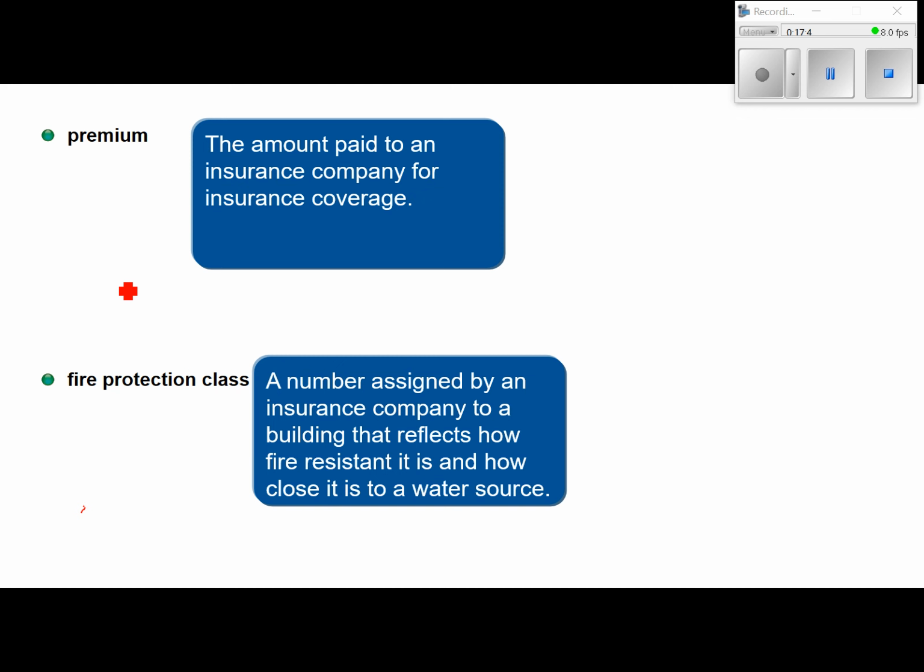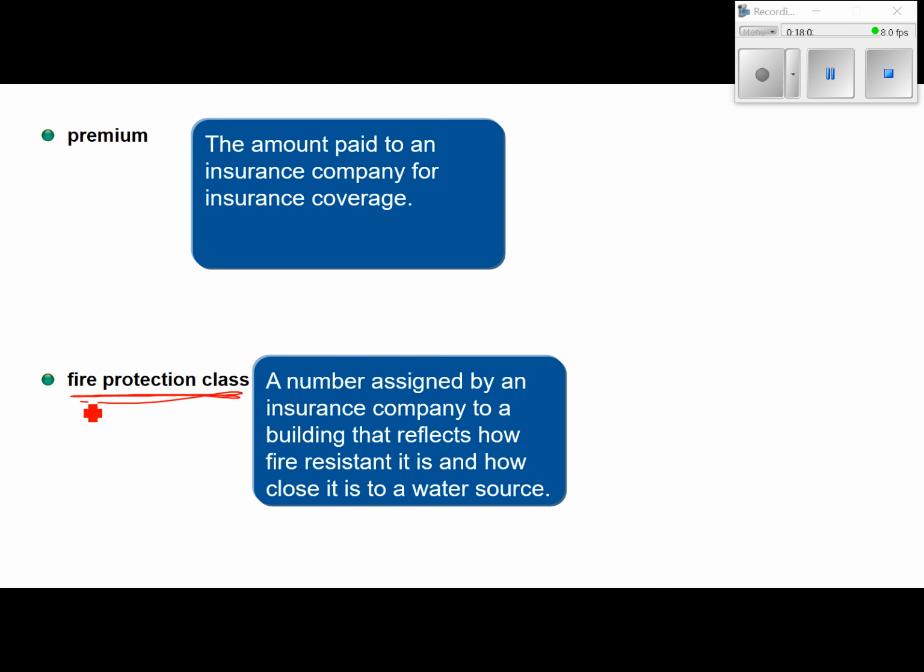A fire protection class is a number assigned by an insurance company to a building that reflects how fire resistant it is and how close it is to a water source. So if you live way out in the country and there's no fire hydrants anywhere close, you're probably going to pay a little more insurance because you're not in a good fire protection class.